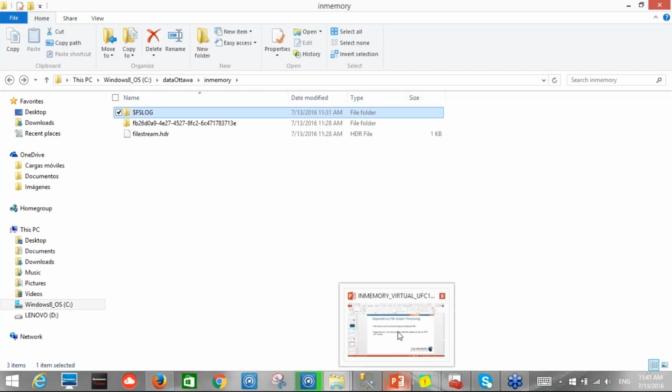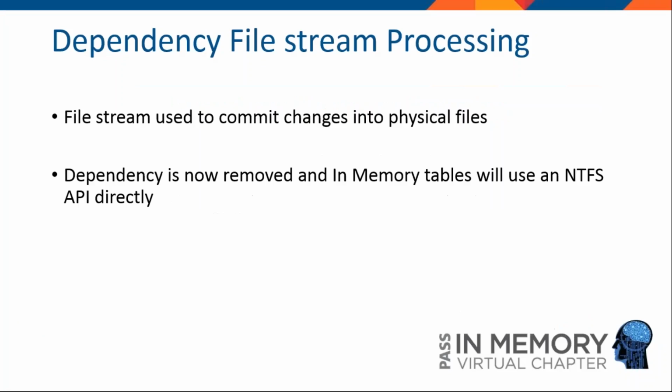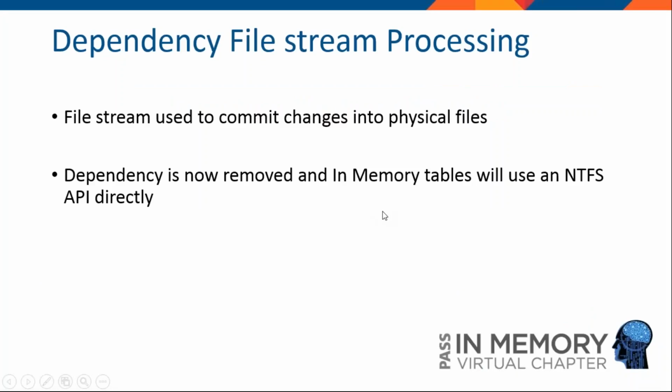Well, you need to perform read and write operations over those files. Turns out that on SQL Server 2014, they used the filestream option that was already available. The filestream option that you use for storing PDF files or images instead of storing inside a table. Well, they used the same technology to exchange information from the memory to the disk. Turns out this filestreaming was not giving the best performance possible for this type of operations.